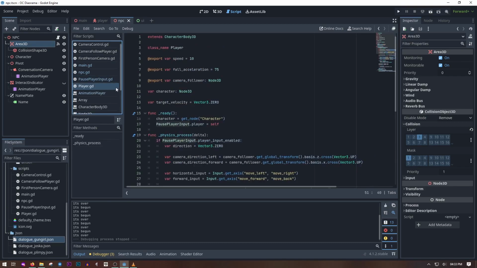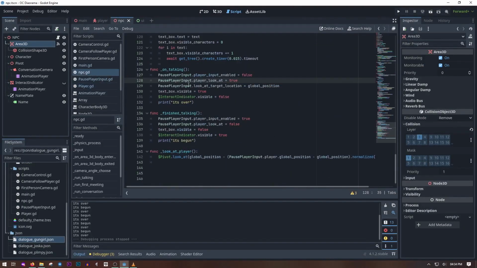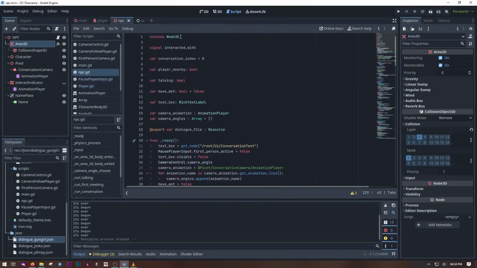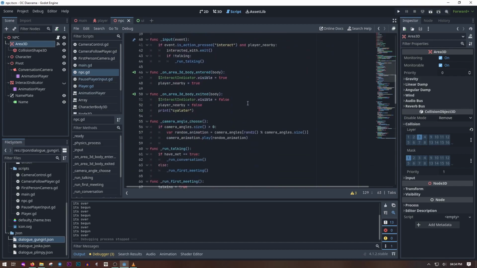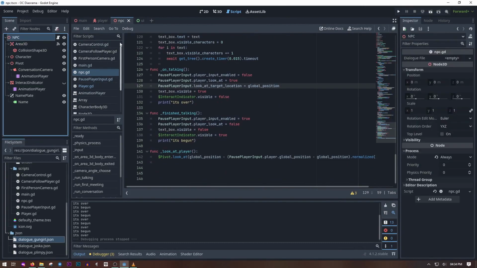bool. So as we go back to the player, if player look at is true, pivot look at target location. And look at target location, and target location is defined here. Look at target location equals global position of this script's inheritor, which is node 3D, which is this NPC. So it's basically the global position of whatever this script is tied to, which is this NPC character. So this is the truth for all different ones.